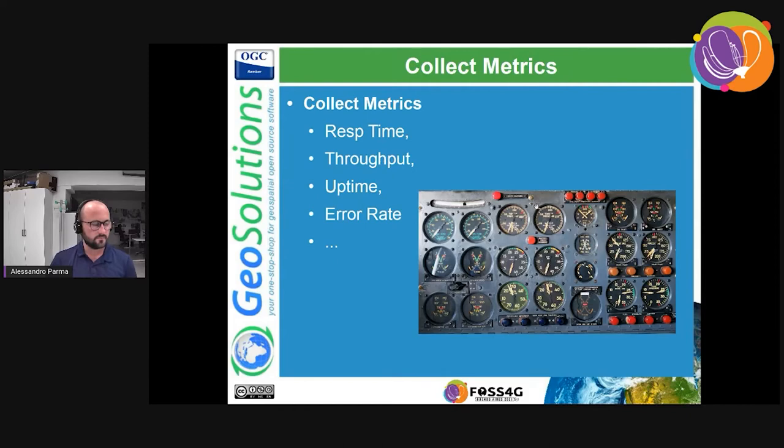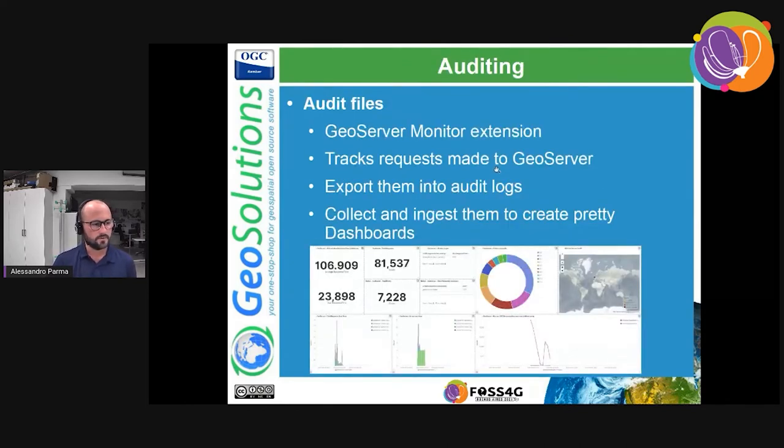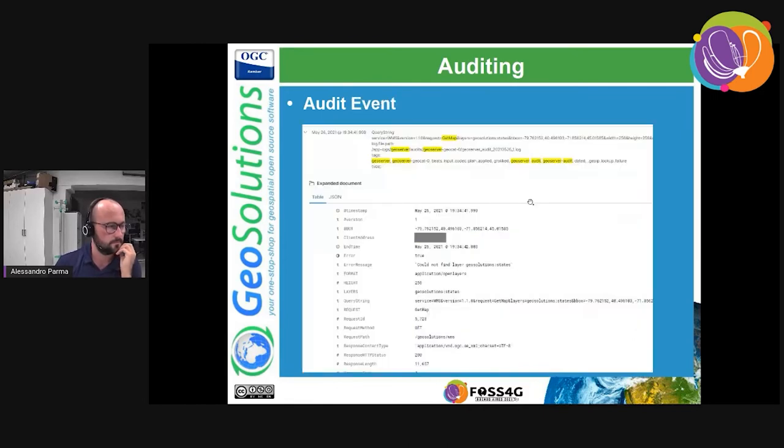Collect metrics, of course, very important. There are performance indicators like response time, throughput, uptime, error rate, and so on. And auditing. Auditing is a nice feature offered by a GeoServer extension called Monitor. It basically tracks requests made to GeoServer and exports the information about these requests into audit logs.